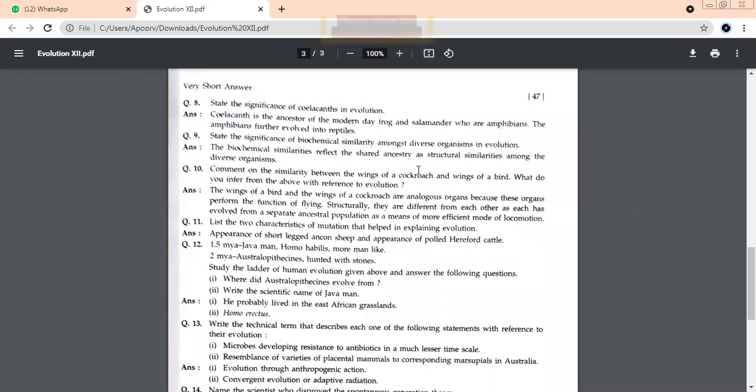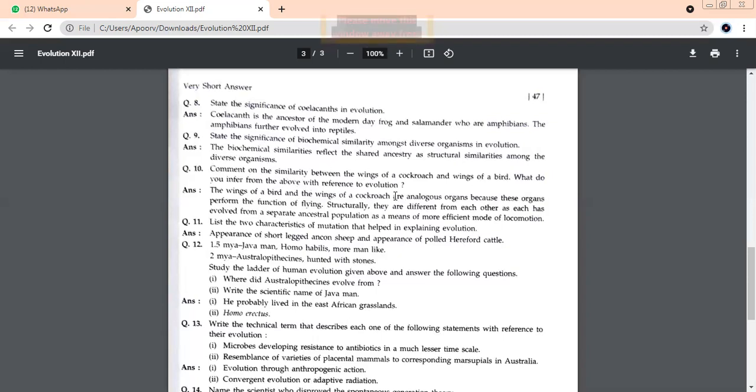Obviously, beta, if they are very diverse organisms, but some kind of similarity has come up in the latest generations, this always will show that the ancestors were the same. Read the question. Biochemical similarity, diverse organisms. Organisms are different, but there is a biochemical similarity which has come up now. So any kind of similarity coming in different organisms always means that they have the same ancestry.